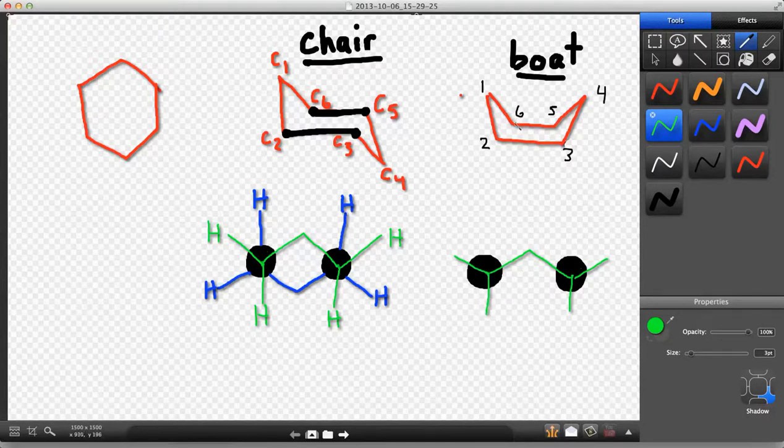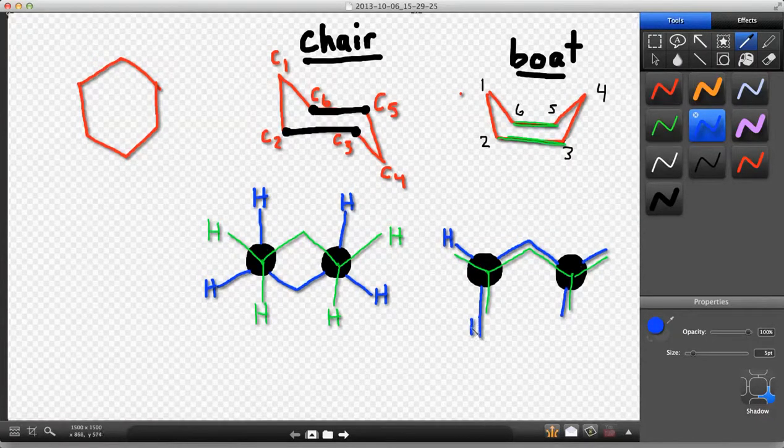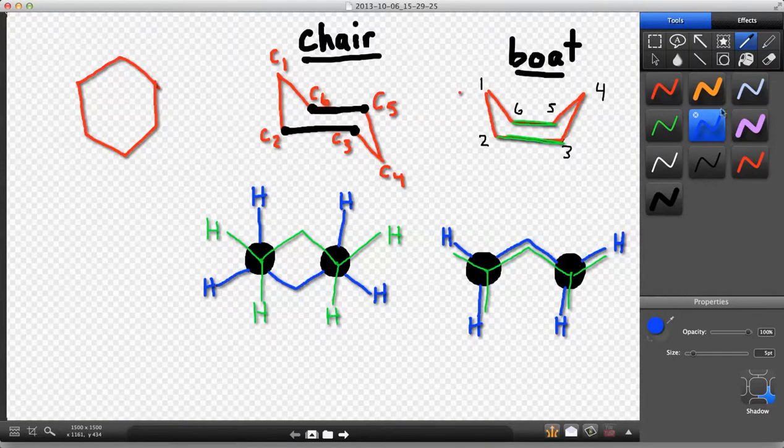Now if you look down these bonds in your mind's eye, hopefully you can begin to see you're going to have an issue. These two CH2 groups are going to superimpose and be eclipsed. So my Newman projection for the boat is going to have everything eclipsed. This introduces a lot of strain into the system, something we'll be talking about in class on Monday and Tuesday.